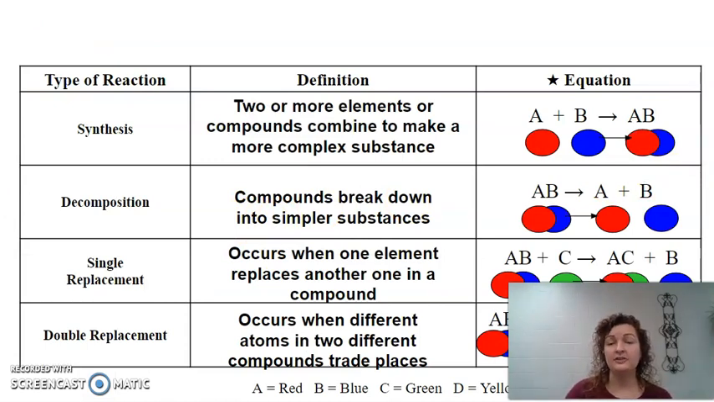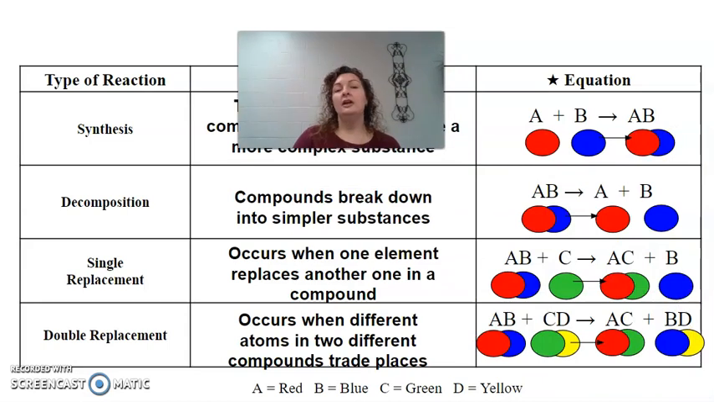So synthesis reaction is our first one, and this is 2 or more elements or compounds combined to make a more complex substance. So we have A plus B yields, and yields is just like an equal sign, you guys, okay? It yields A, B together. So 2 elements combining to form 1 molecule or a compound. Now, decomposition is compounds break down into simpler substances. So here we have a molecule or compound, and we're breaking it down into 2 separate elements being added together.